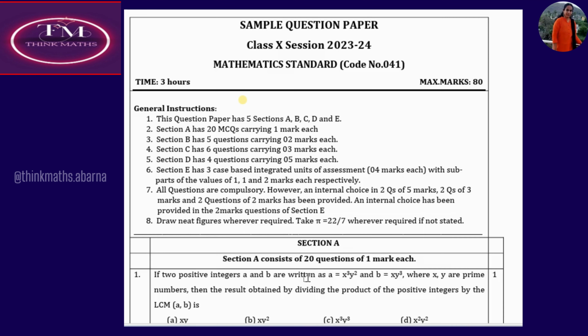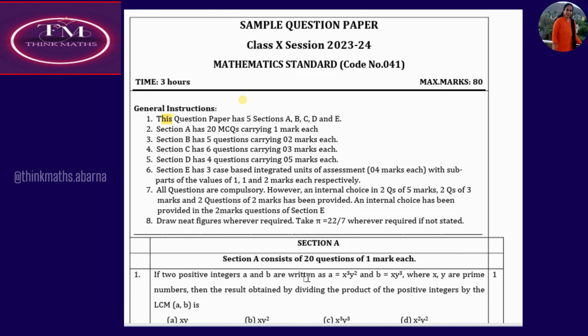So this is Mathematics Standard, and its code is 041. The time given for this exam is 3 hours, that is 10:30 to 1:30, and the maximum marks allotted is 80. There are some general instructions.